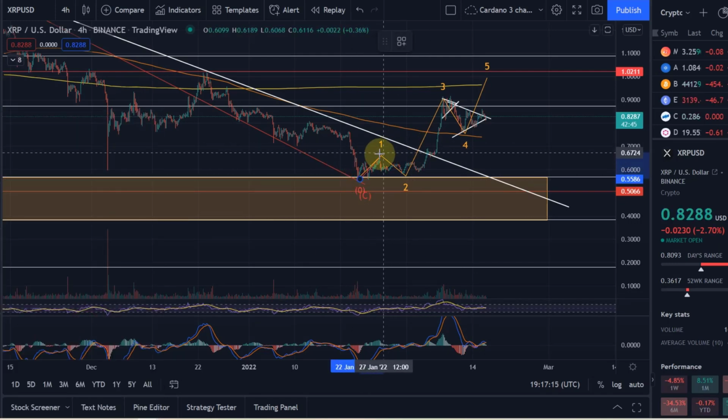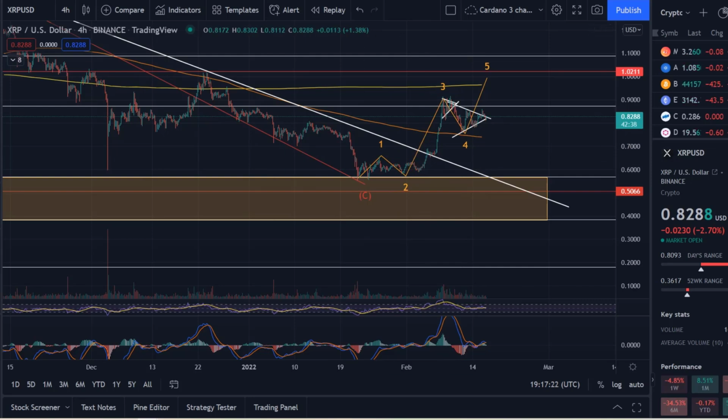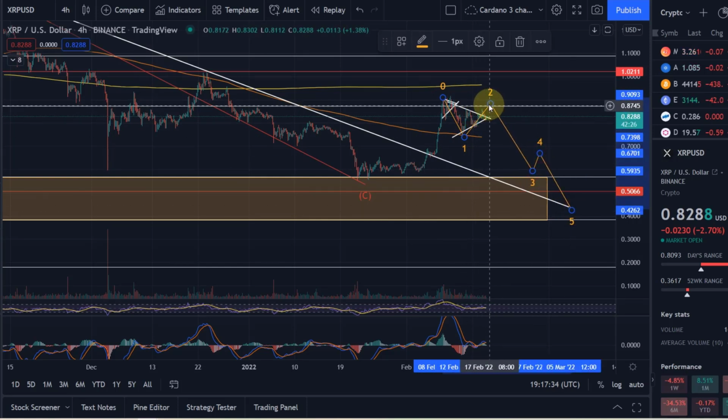Because what you could have here is just an A, B, C, so a 3-wave structure, and what you're forming here now is actually not that, of course. We would then be forming here a first wave down. Yeah, 1, 2, 3, 4, 5. So in that scenario, we could even move higher with that wave 2. The wave 2 could go all the way up to 91 cents. If it goes higher, then we've got our wave 5 in my view.